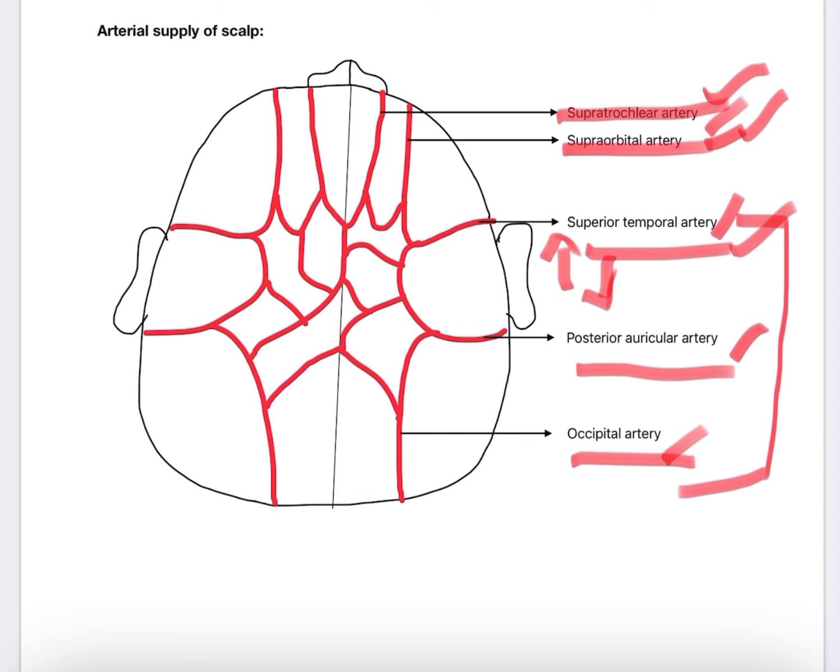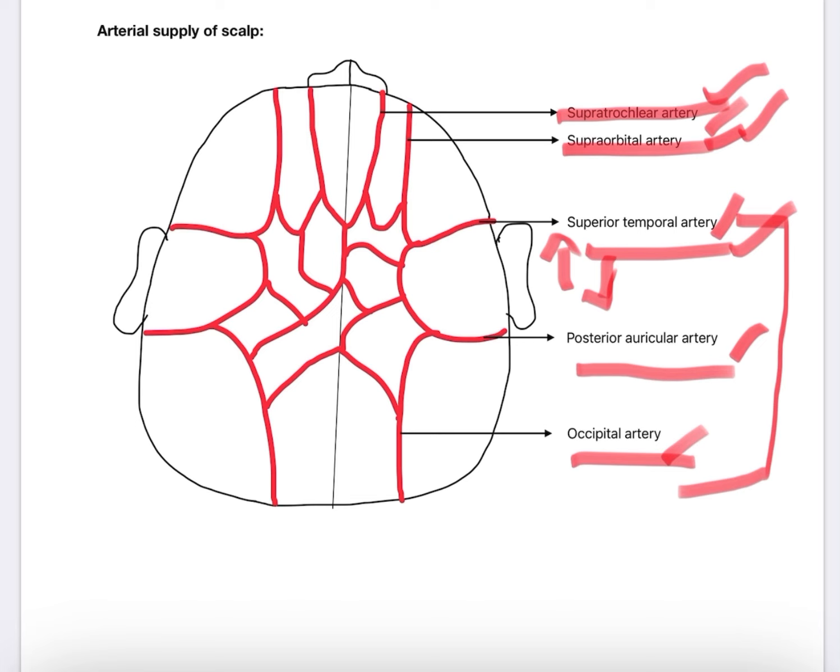Supratrochlear artery enters the scalp around the supraorbital region, about one thumb lateral to the midline, whereas the supraorbital artery enters the scalp through the supraorbital notch, which is present in the skull, and it is 2 to 3 centimeters lateral to the supratrochlear artery. And posterior auricular artery enters the scalp from the root of the ear, whereas occipital artery enters the scalp midway between the ear and the external occipital protuberance.